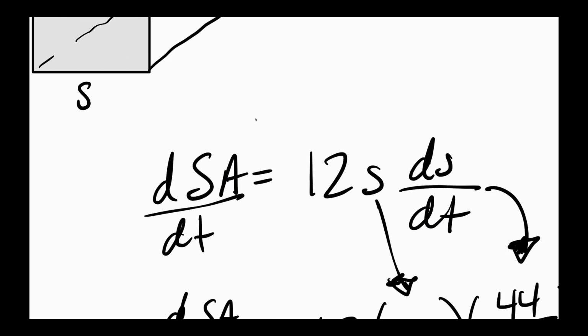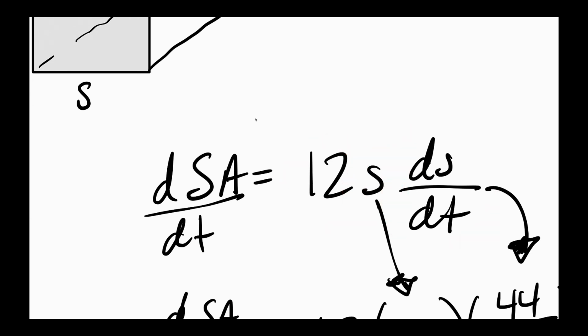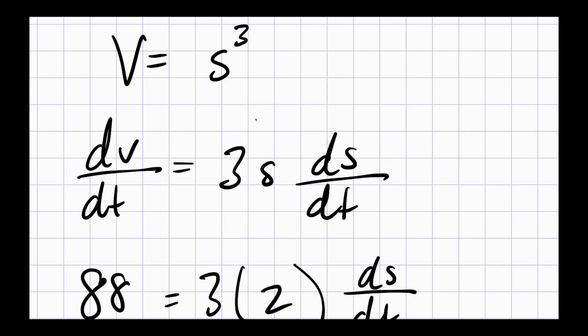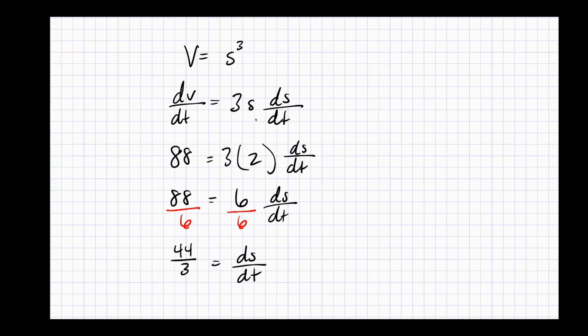dSA/dt equals 12s ds/dt, right? And I plugged in dSA/dt, I don't know. That's what the question is asking. And I know the side, but the problem is I didn't know ds/dt. They didn't tell me, and I didn't know. So I had to go back to the first formula they gave us, which was volume. Now, volume doesn't have anything to do with the question it's asking me, but I needed it to do that.